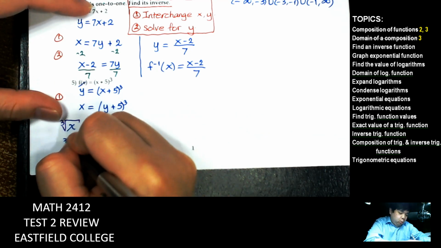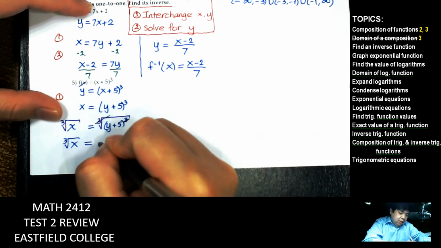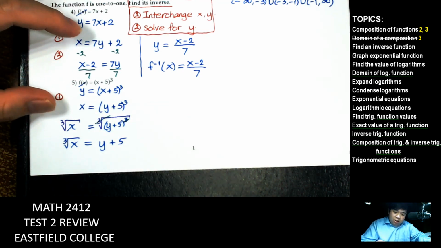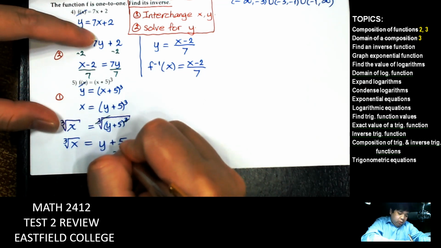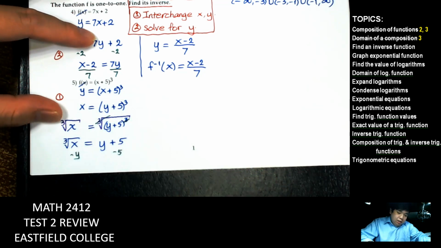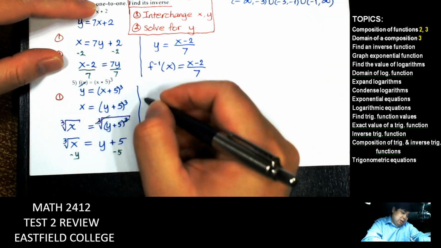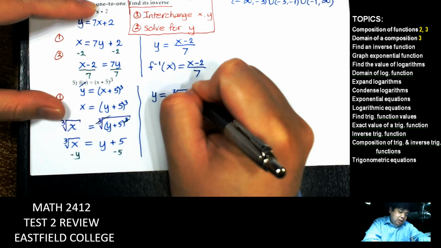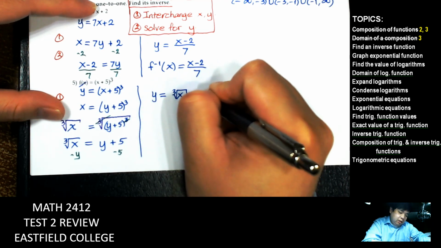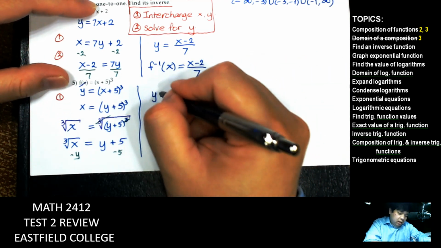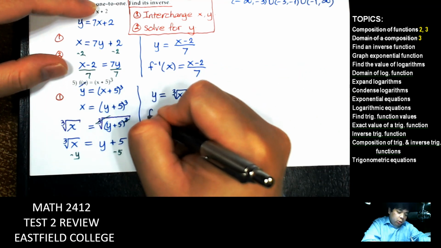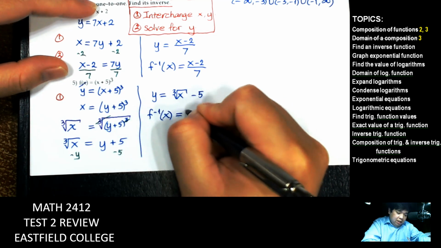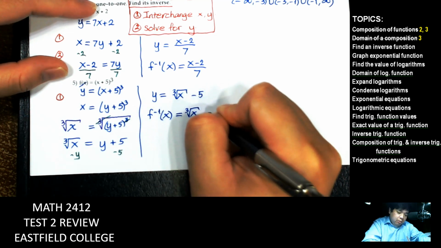So we just have cube root of x equal to y plus 5 and minus 5 on both sides. We have y equal to cube root of x minus 5. And that's pretty much it. Except we use the notation for the inverse. f inverse equal to cube root of x minus 5.